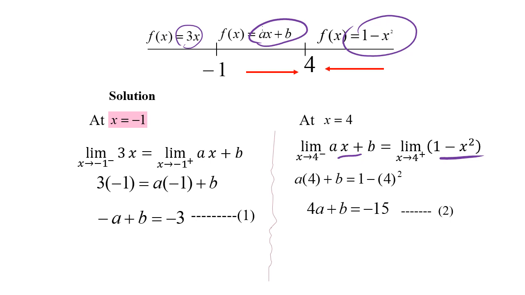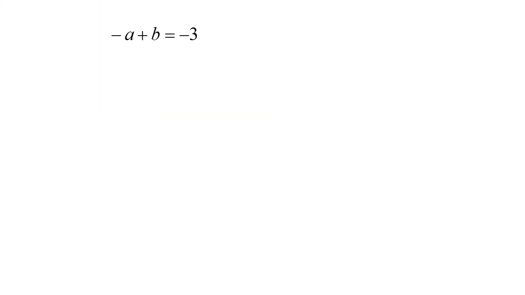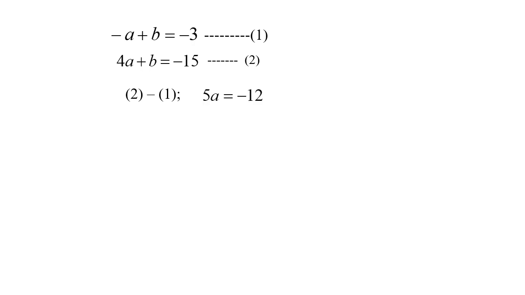Now to get the values of a and b, we just have to solve simultaneously. Solving these two equations simultaneously, we can use one of these methods, which is equation 2 minus equation 1. So 4a minus negative a will be 5a, b minus b will be 0, equal to negative 15 minus negative 3, which will be negative 12. So a is equal to negative 12 over 5.